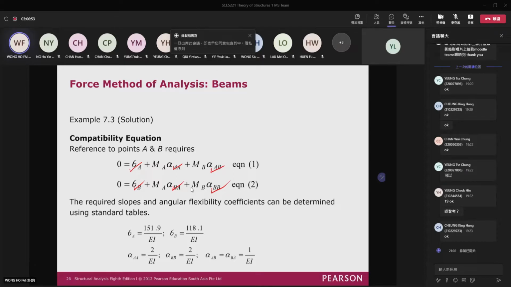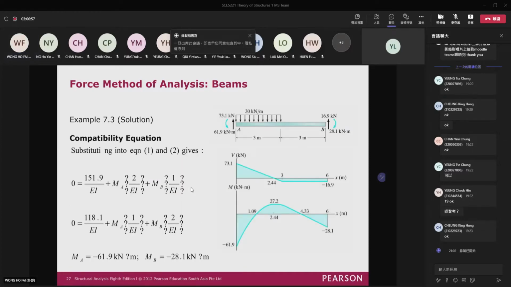Once you find all the rotations, then you can find the moments. Then you can see that you have two equations and two unknowns, and then you can find MA and MB.